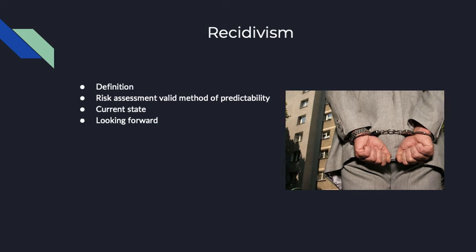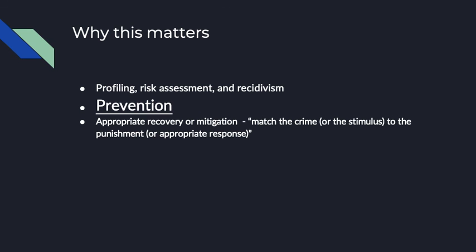I discussed profiling, or the careful characterization of a criminal prior to his apprehension, and risk assessment, or the evaluation of a convicted criminal's potential risk toward recidivism or reoffending. But so what? What does all this mean? This matters because ultimately it aids in prevention.